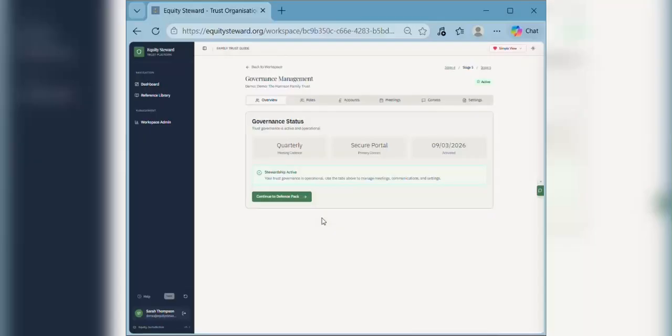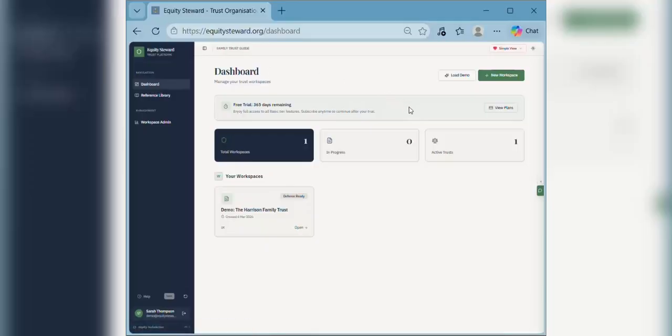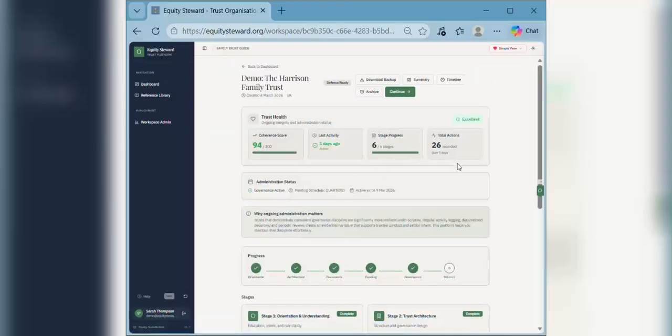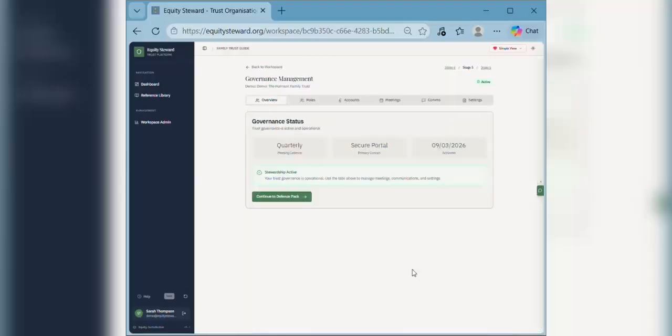So that's the purpose of Equity Steward in broad terms. It's not about hype, it's not about shortcuts, it's not about replacing education or professional guidance. It's about supporting disciplined trust administration in a way that is structured and coherent and sustainable. In the next videos, I will walk through each of the six stages individually so you can see how the platform works in practice.